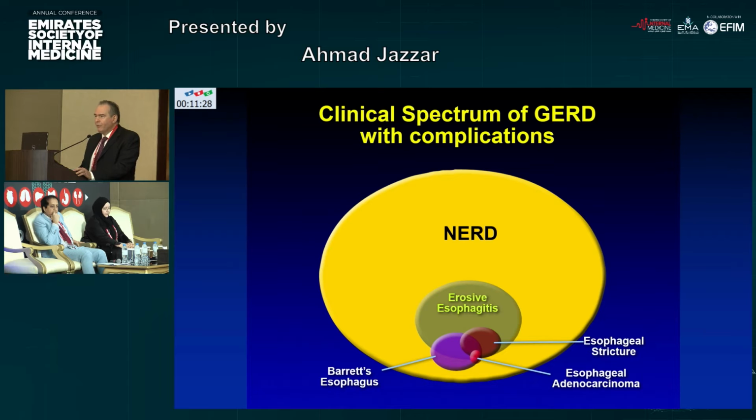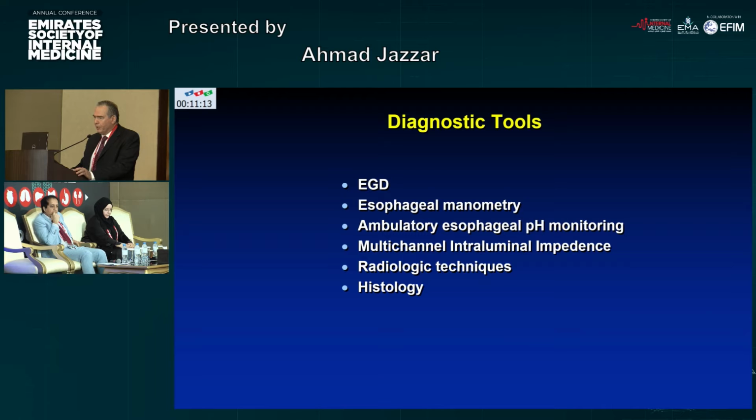The spectrum of reflux with its complications goes from erosive esophagitis, which is about 1/3 of patients, to NERD, non-erosive reflux disease, to Barrett's esophagus, and development of strictures because of fibrosis, and the ultimate threat of esophageal adenocarcinoma.